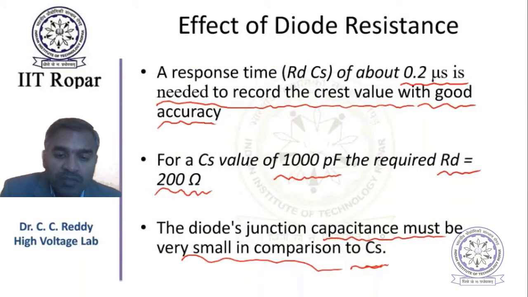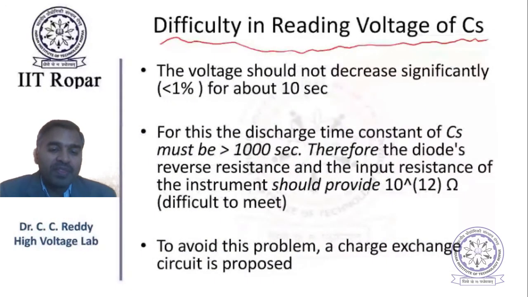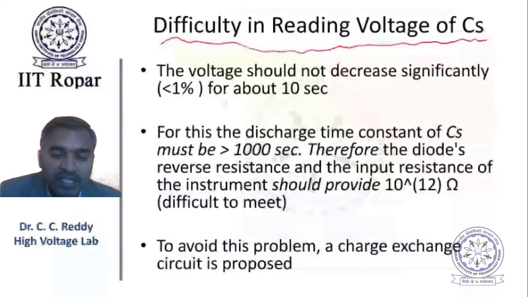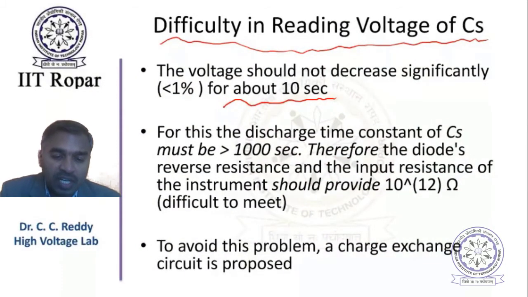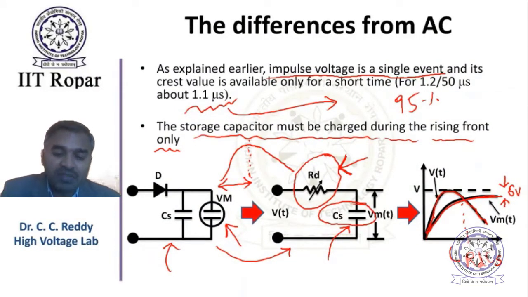Apart from this, there is some difficulty in reading the voltage of CS. The voltage should not decrease significantly for about 10 seconds, because once this CS is charged, the voltage should remain there for at least 10 seconds for proper recording.